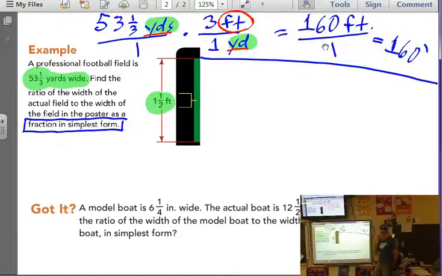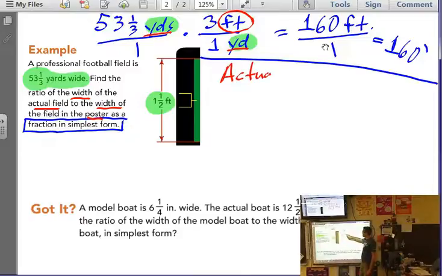Yeah. Now, it says, what's that? Not a problem. I just thought you had something to contribute. Width of the actual to width of the poster. So we want actual, and if I was you, I would write this so you remember what we're doing, to the poster.